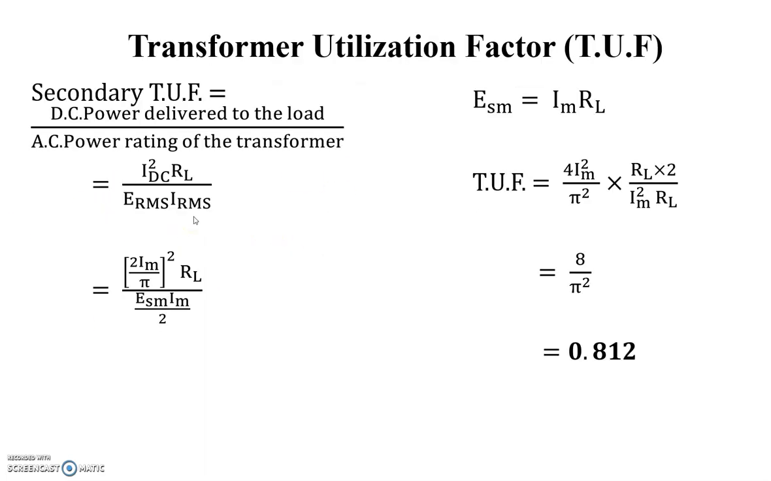So next we will move on to the transformer utilization factor. What is the transformer utilization factor? It is nothing but the ratio of DC power delivered to the load to the AC power rating of the transformer. So what is the DC power? It is I_DC square into RL, and AC is I_RMS into I_RMS. So substitute these values and neglect the Rs and Rf values, and then Esm is equal to Im into RL. Substitute this instead of Esm, Im into RL, and then simplify this, which gives 8 by pi square, that is equal to 0.812.